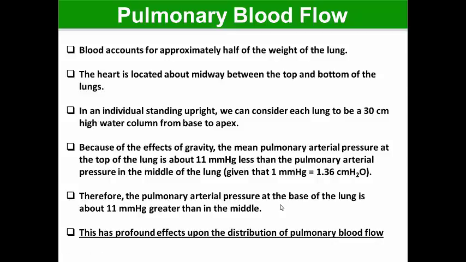So when someone is in the standing position, the pressure in the branches of the pulmonary artery at the apex of the lung is 11 millimeters of mercury less than in the middle of the lung. And at the base of the lung, the mean pulmonary arterial blood pressure is 11 millimeters higher than the mean pulmonary pressure in the middle of the lung. So this has a profound effect on the distribution of the pulmonary blood flow.